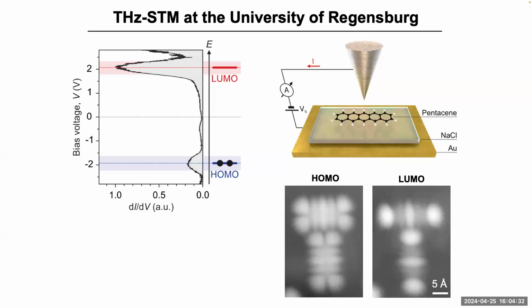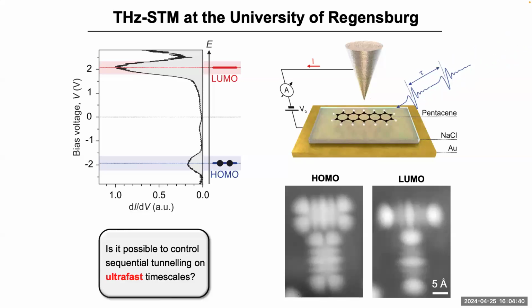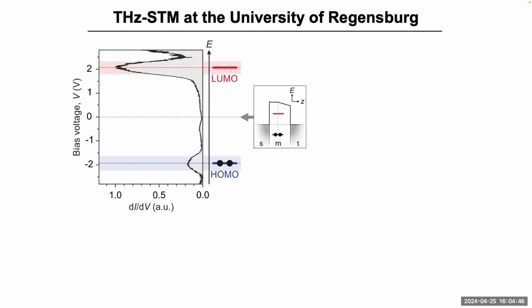And this is the highest occupied orbital, this is the lowest occupied orbital. And of course, it's not the wave function, it's the wave function squared that you're looking at. Then the question we asked is, is it possible to do this on ultrafast timescales? So this was with a bias voltage, now let's bring in terahertz and see what happens. So remember, these are the two configurations. Here, we tunnel through the gap, and here we have this sequential tunneling.